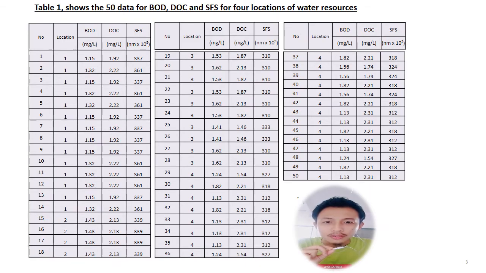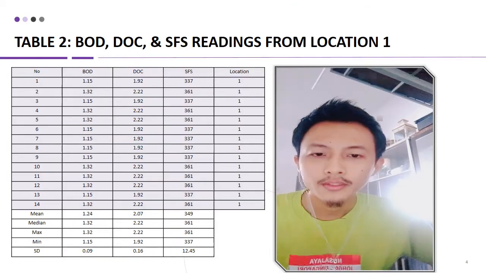Hello, my name is Mama Najri and I'm going to describe a bit about the 50 random data that I have for BOD reading, DOC reading, and SFS. As you can see, Table 1 is the table which has 50 data from 4 different locations, which I took randomly. The data is before I segregate into location 1, 2, 3, and 4.